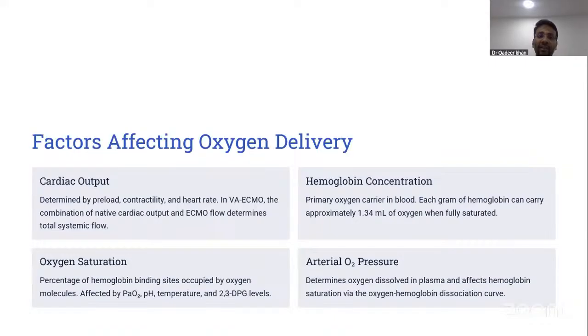The other factor affecting oxygen delivery, as in the native heart, is cardiac output. Here it is the blood flow rate and hemoglobin concentration, as hemoglobin is the primary carrier of oxygen. If your hemoglobin content is low, then the oxygen delivery is low. Oxygen saturation is based on the oxygen dissociation curve. Initially, on the steep part of the curve, even a small increase in PO2 may increase the oxygen content, but when it goes to the flatter part of the curve, even smaller changes may not reflect in a higher concentration of oxygen in the hemoglobin.